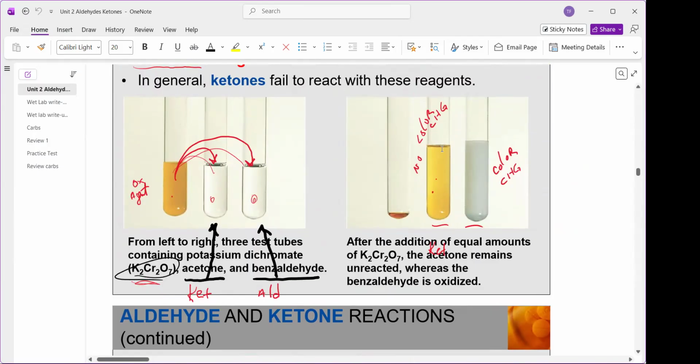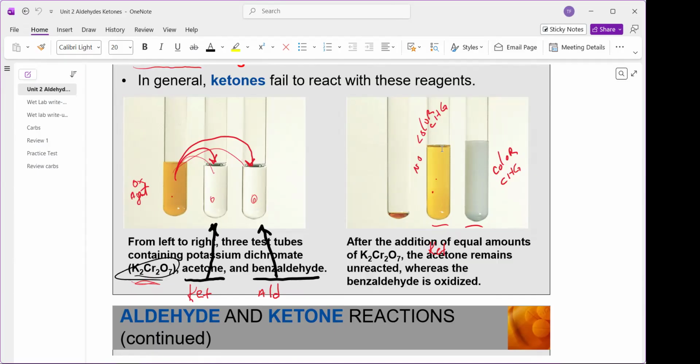Okay, so in the middle test tube is a ketone, and the right-hand test tube is an aldehyde. So if we put an oxidizing agent in those 2 test tubes, the oxidizing agent's color will change if there's a reactant. And notice it changes on the right side, not the middle one. That means no oxidation occurred in the middle one, which was the ketone.